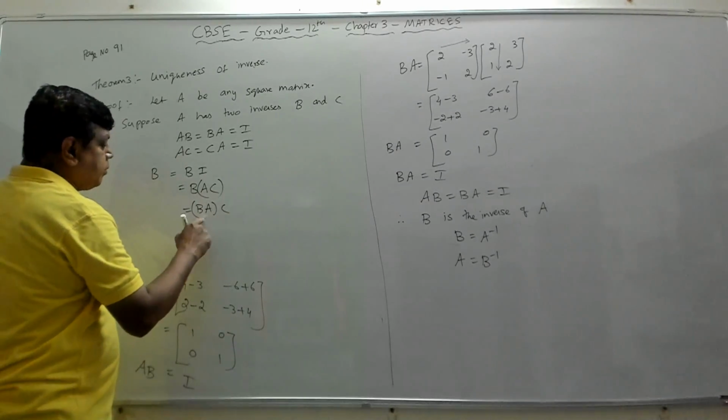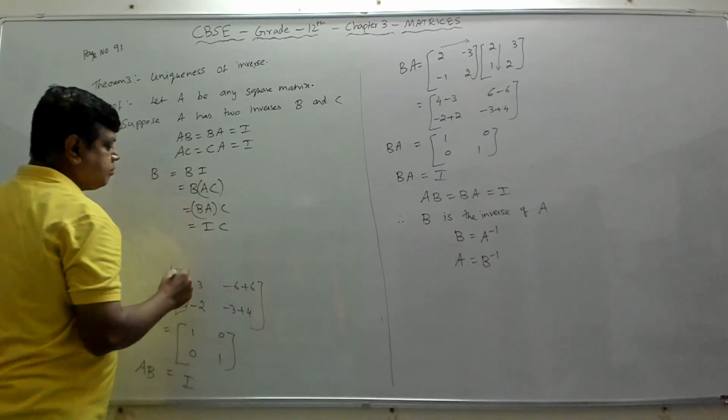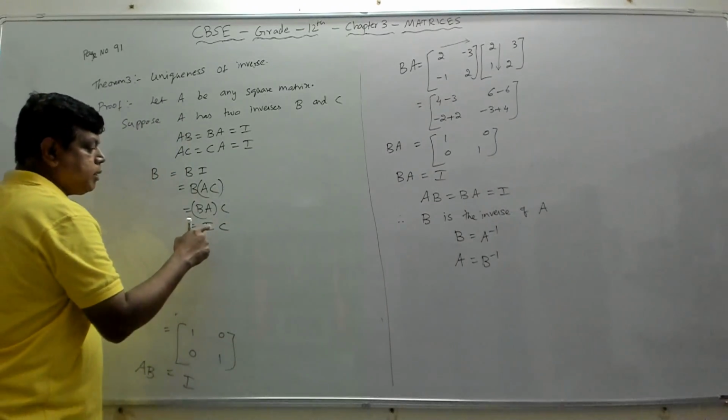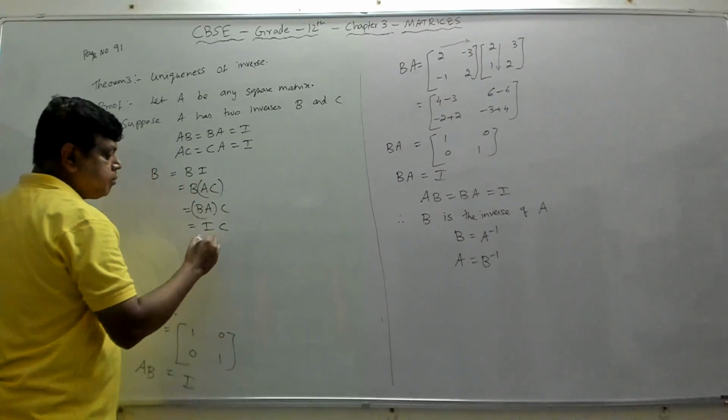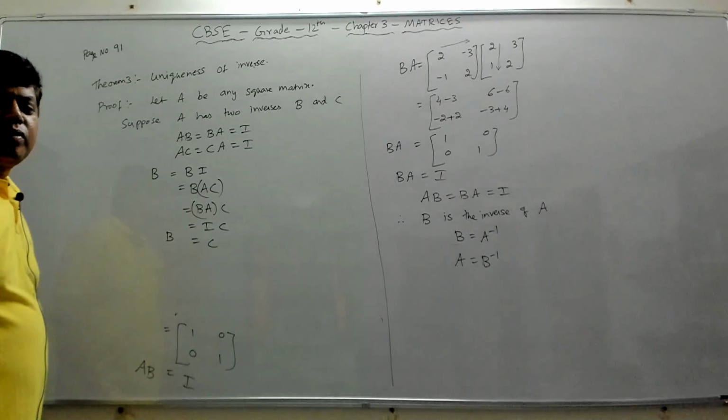Again, what is BA? B into A is I, into C. Now again, I into C is what? Any matrix multiplied with the identity matrix, C multiplied with I means I will get C. So finally we got B equal to C.